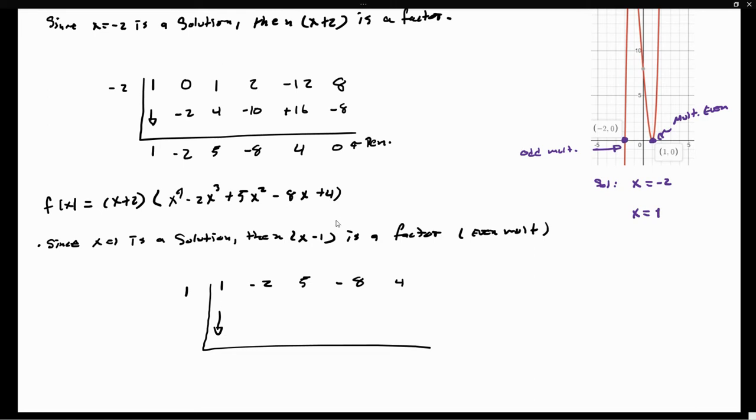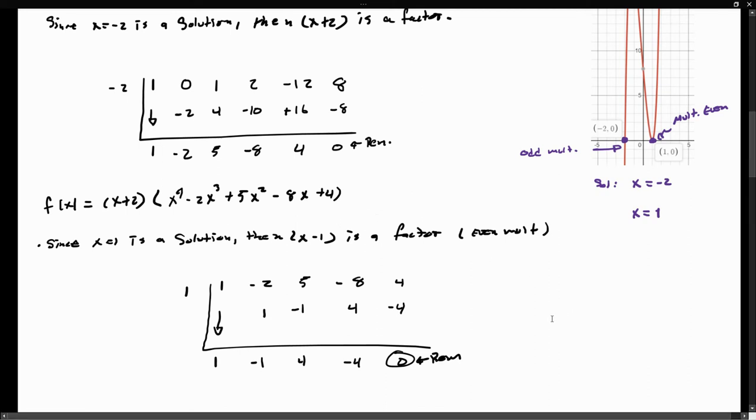We bring down the 1. 1 times 1, that's 1. We combine, that's minus 1. We multiply, that's minus 1. We combine, that's 4. We multiply, that's 4. We combine, that's minus 4. We multiply, that's minus 4. We combine, so that's 0. So notice that we have a remainder of 0, which is what we expected, because we know that x minus 1 is a factor.